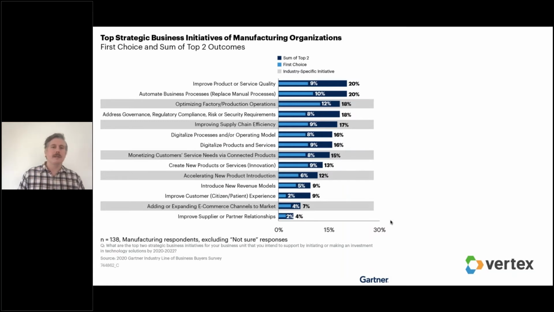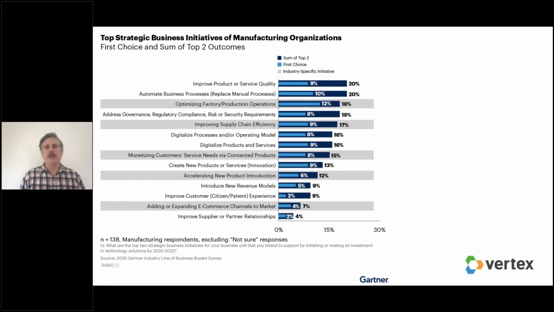Another interesting study here. This is from Gartner. They went to the different CIOs at manufacturers and talked about what the top initiatives within your organization are. A lot of these are really good to fall into a digital twin type initiative.